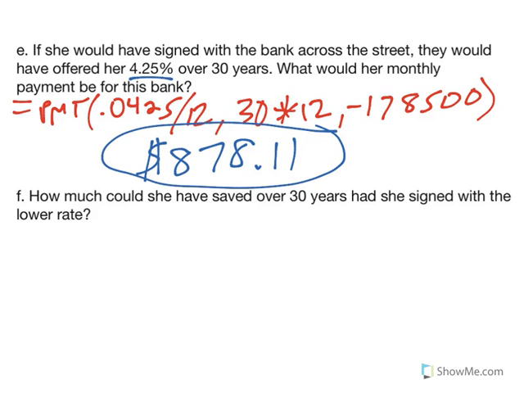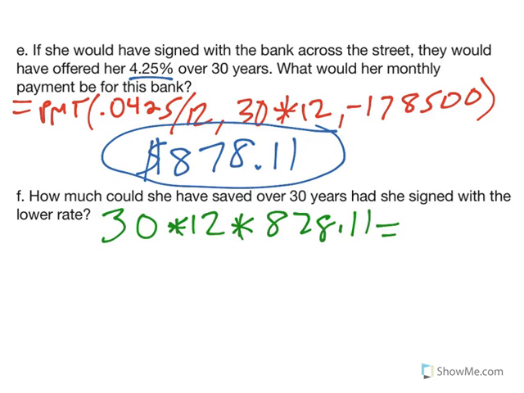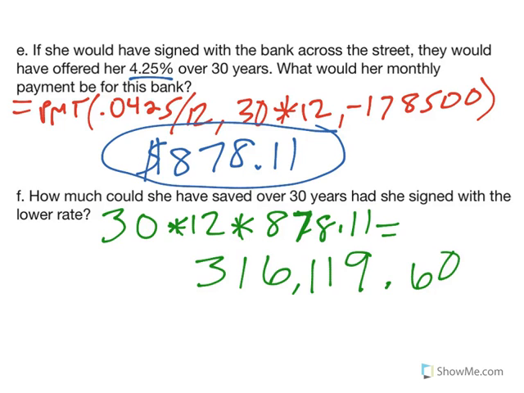Well, this is kind of a multi-step problem. First of all, in 30 years, 12 months in a year, at 878.11, we've got to figure out total how much she's paying for this mortgage. So 30 years in the mortgage, 12 months in a year, $878.11 per month. So she's spending $316,119.60 on this mortgage. All right, well, how much of that was interest?